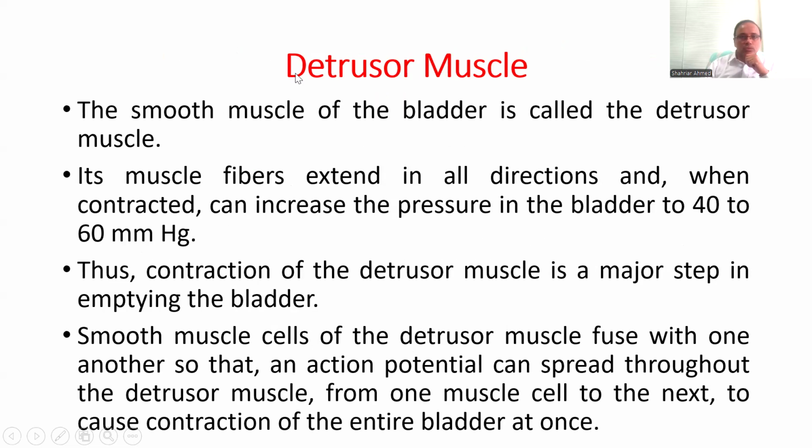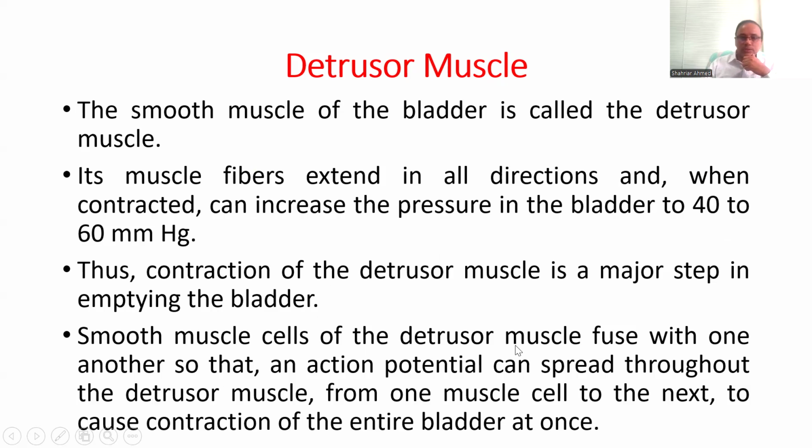Next, we have to know about the detrusor muscle. The smooth muscle of the bladder is called the detrusor muscle, so you should remember it. What is the name of the bladder muscle? That is called the detrusor muscle. The muscle fibers extend in all directions and when contracted can increase the pressure in the bladder to 40 to 60 millimeters of mercury. Contraction of the detrusor muscle is a major step in emptying the bladder. When it contracts, the bladder is emptied.